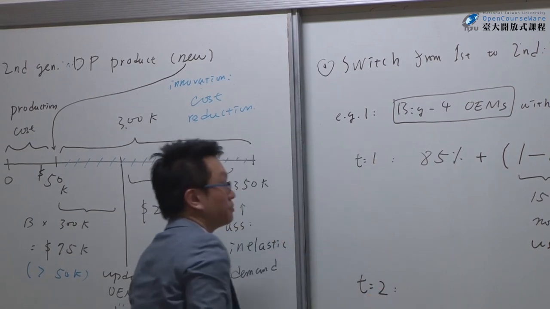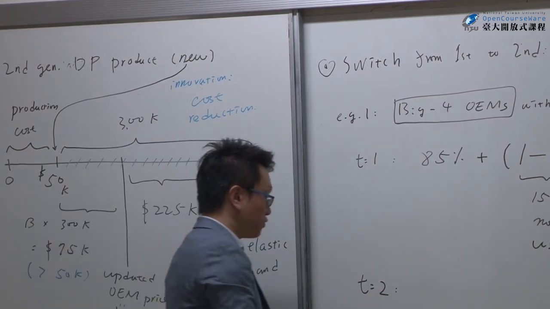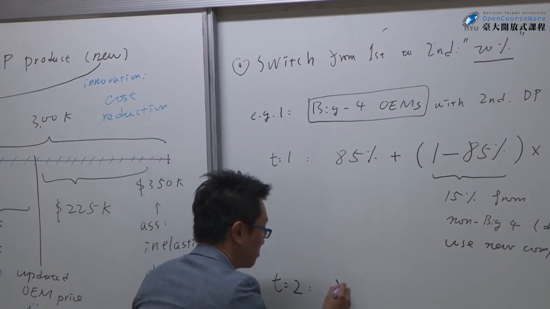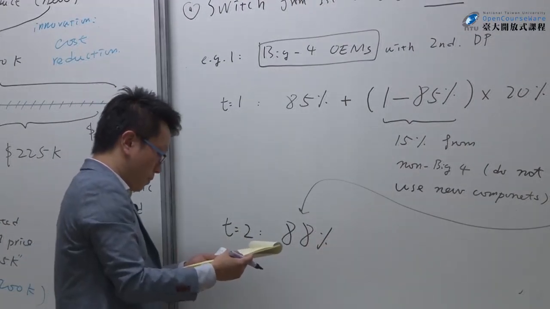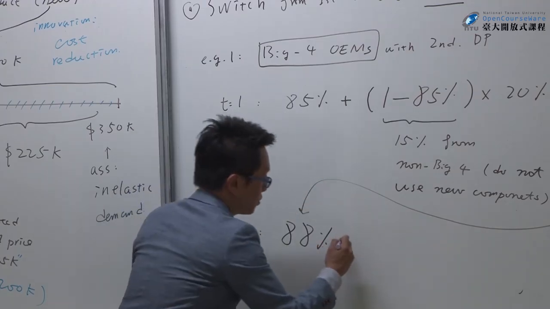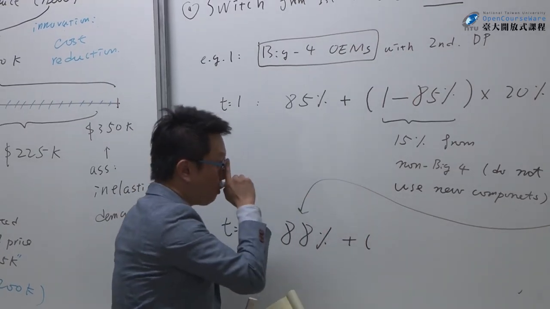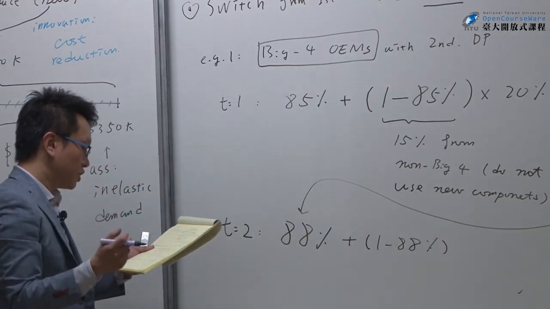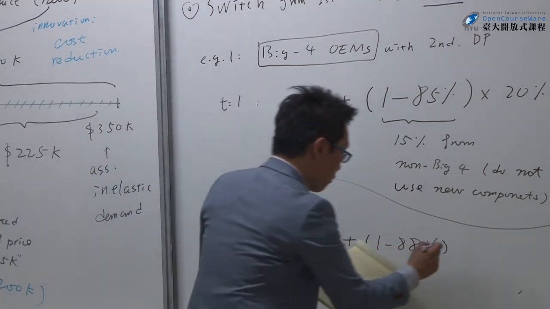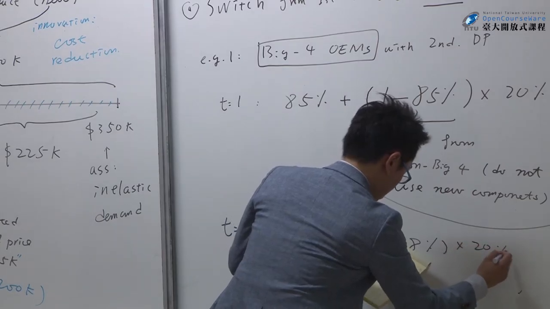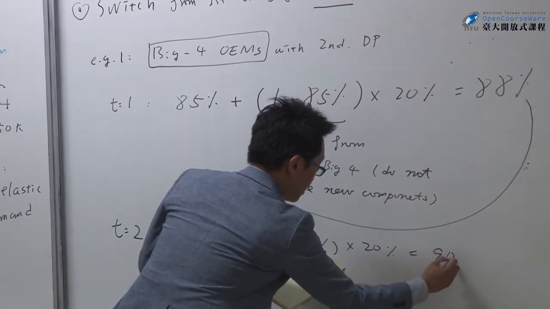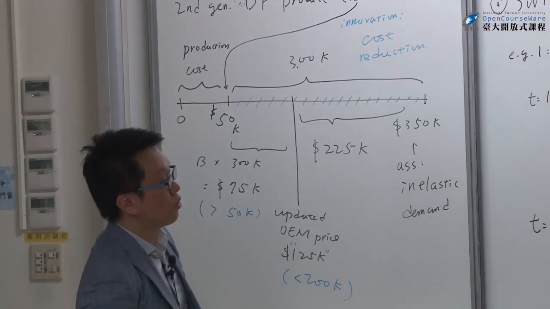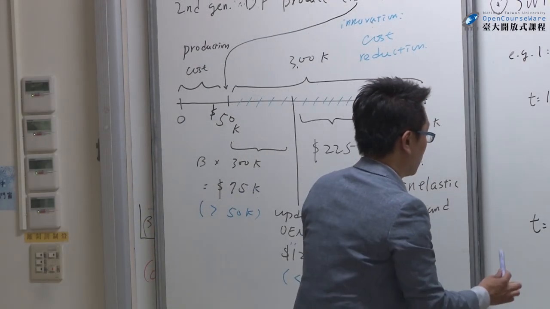We move to the second year. The starting figure for Big Four's market share is 18.8%, and we start from the beginning of year two. Now the non-Big Four will have a market share of 12%, and 20% of them move to Big Four. And this figure will be 90.4%.